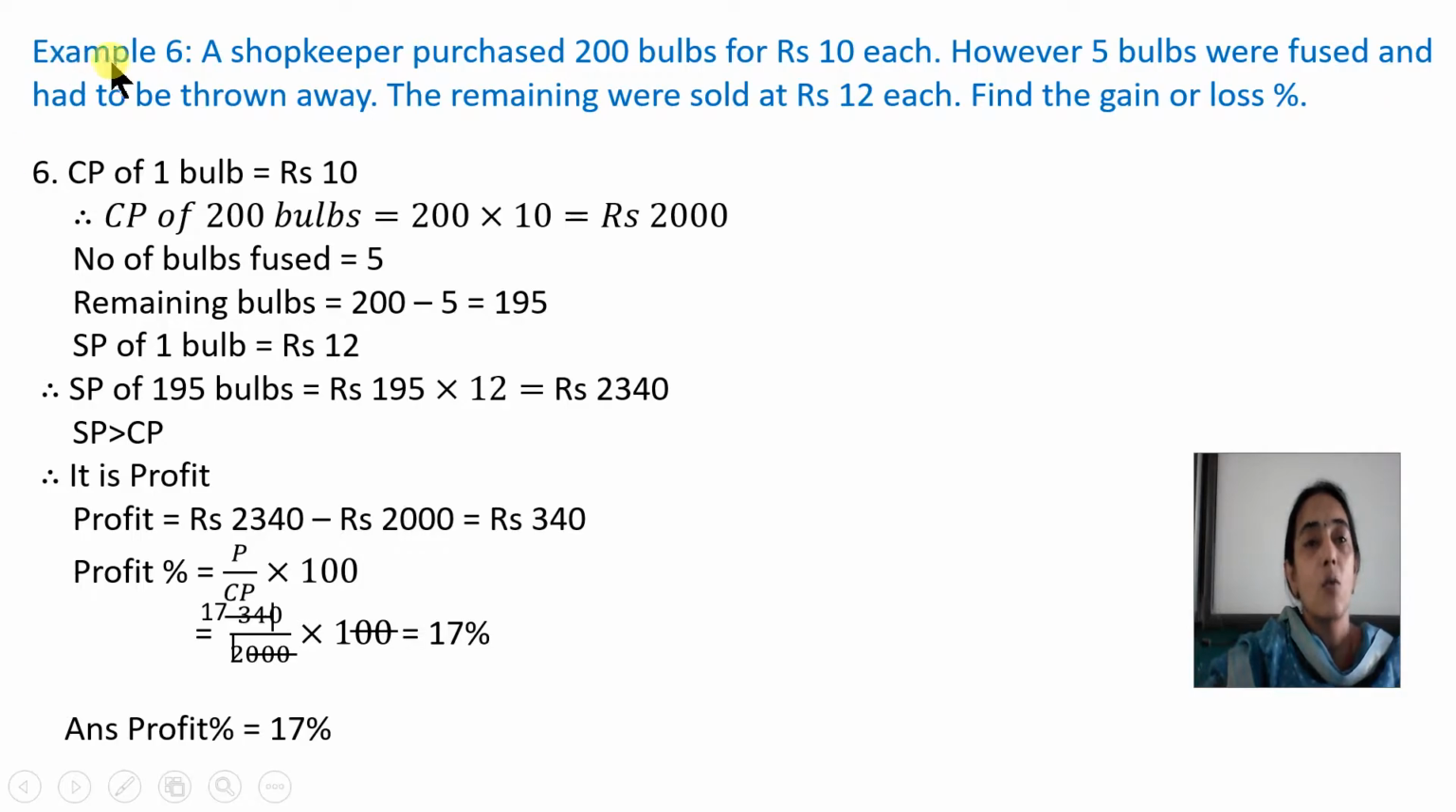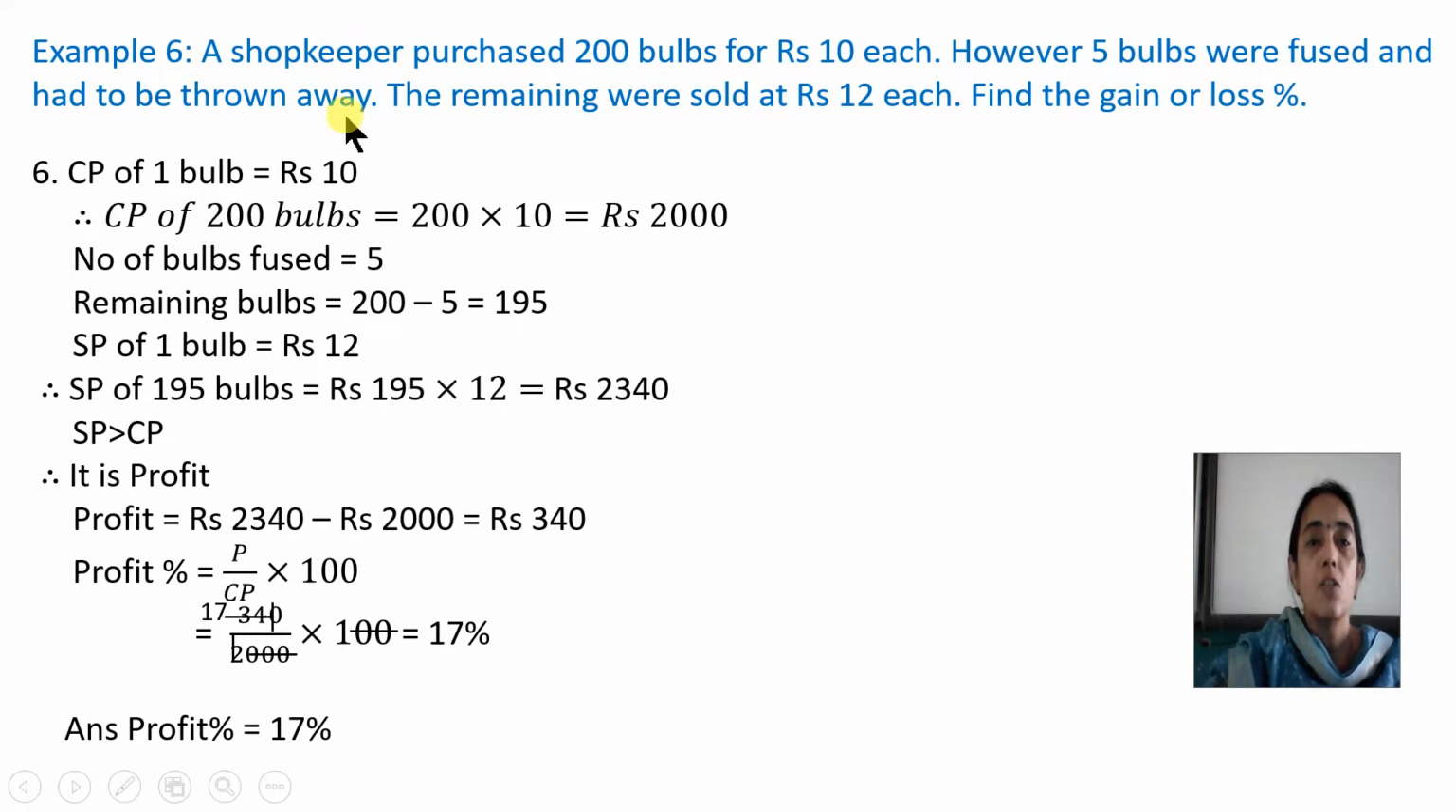Example 6, the question goes something like this. A shopkeeper purchased 200 bulbs for rupees 10 each. However, 5 bulbs were fused and had to be thrown away. The remaining were sold at rupees 12 each. Find the gain or loss percentage.